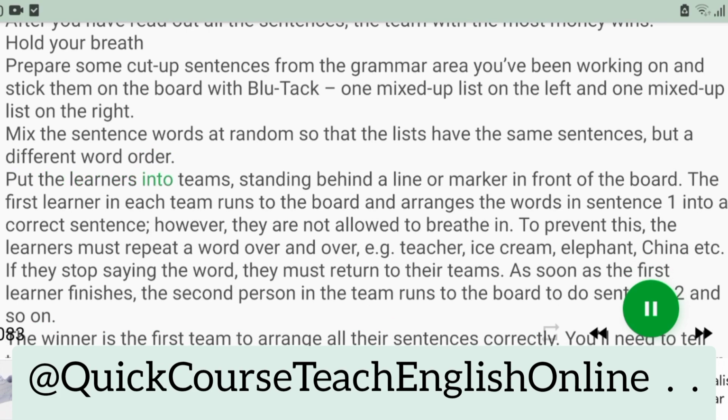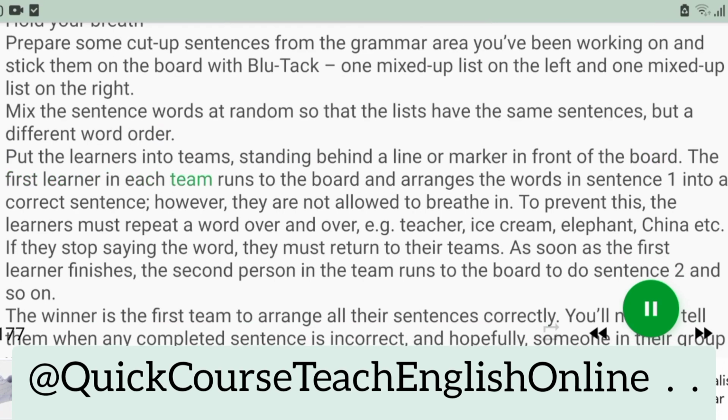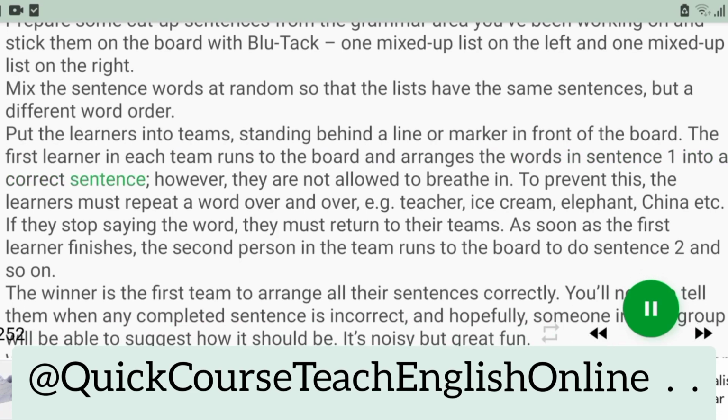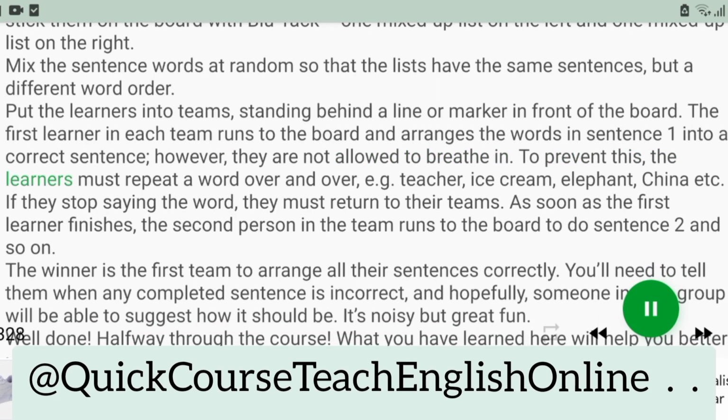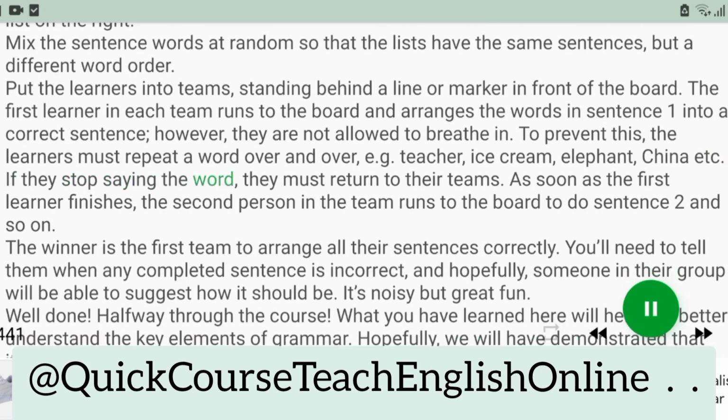Put the learners into teams, standing behind a line or marker in front of the board. The first learner in each team runs to the board and arranges the words in sentence 1 into a correct sentence. However, they are not allowed to breathe in. To prevent this, the learners must repeat a word over and over, e.g. teacher, ice cream, elephant, China, etc. If they stop saying the word, they must return to their teams.